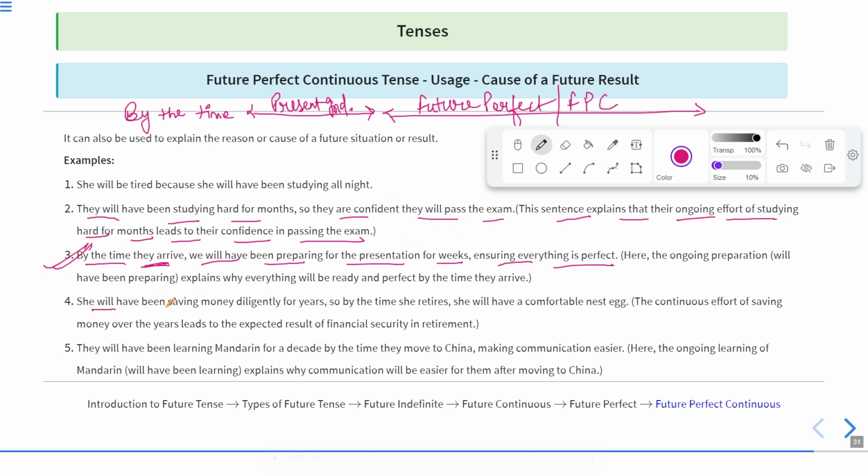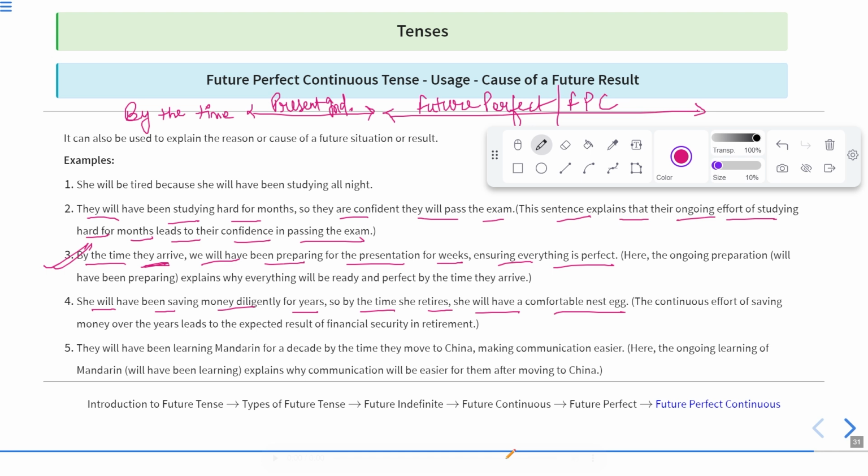She will have been saving money diligently for years, so by the time she retires, she will have a comfortable nest egg. The continuous effort of saving money over the years leads to the expected result of financial security in retirement. Comfortable nest egg means that she will live comfortably at the time of retirement or at the time of old age.